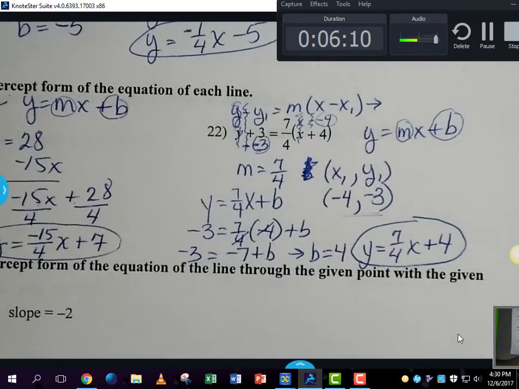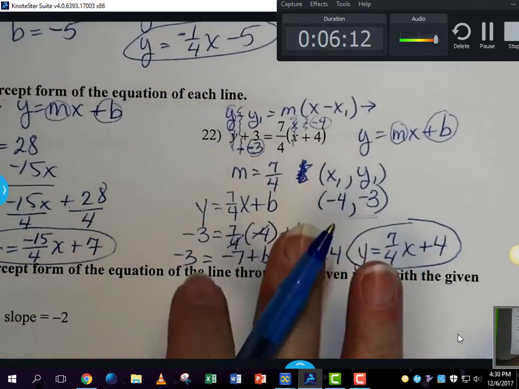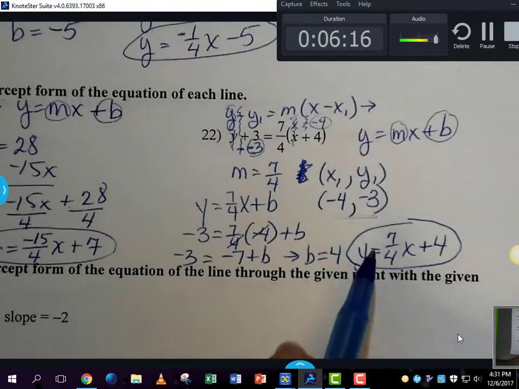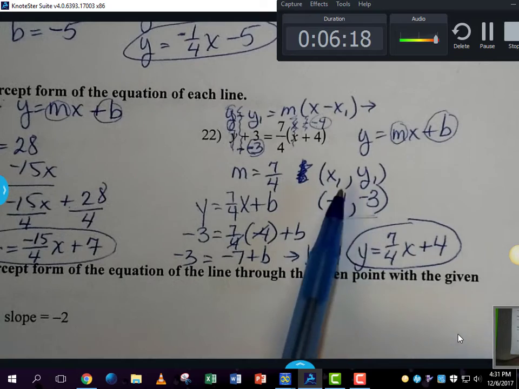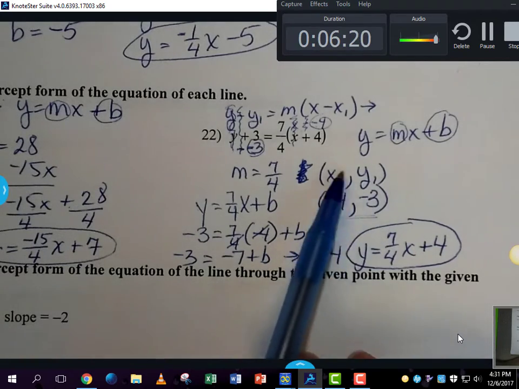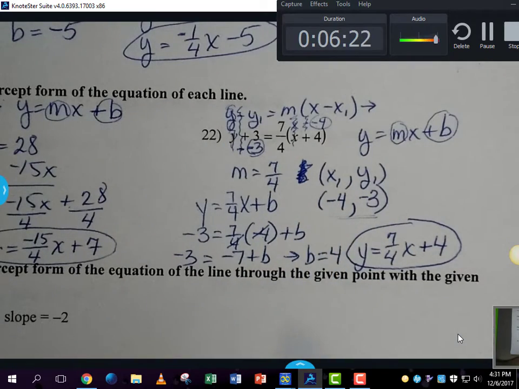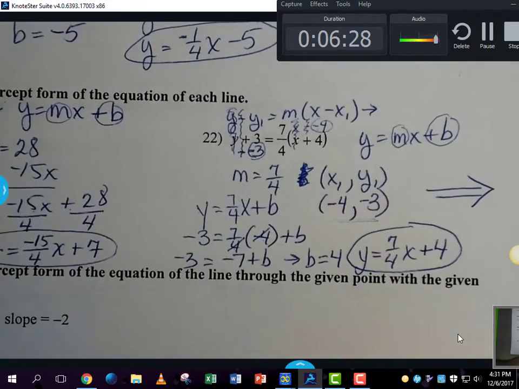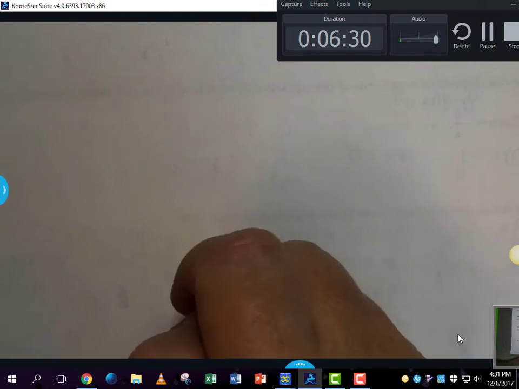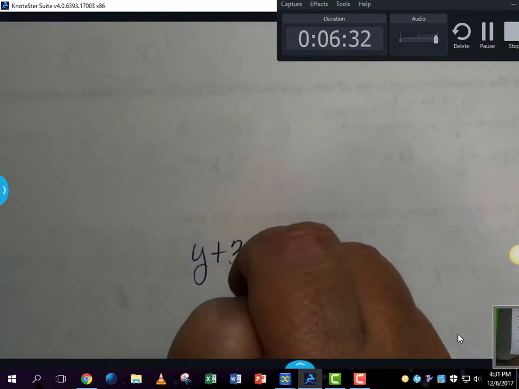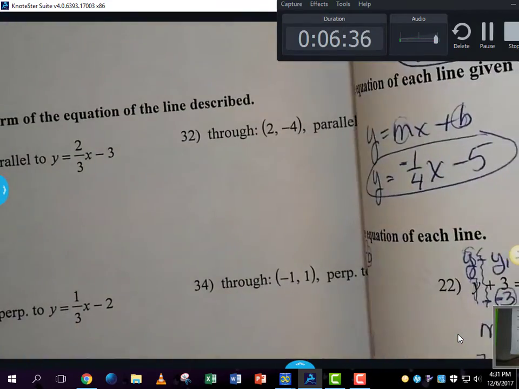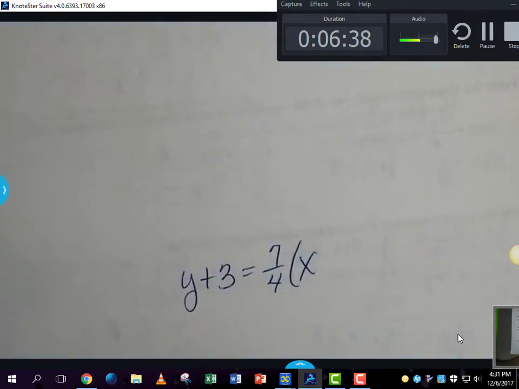The other way to do it, so if this way makes sense to you, do it this way. If this is a little bit of a struggle figuring out, well, that makes me a little sad because you do need to know how to do that for the graphing, but let me show you the alternate method. So I had y plus 3 equals 7/4 times the quantity x plus 4.